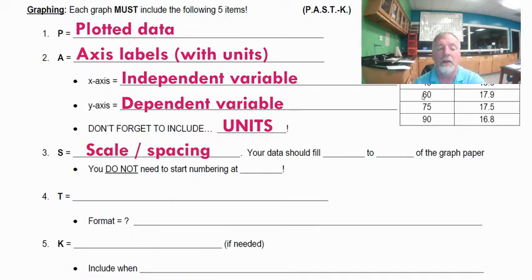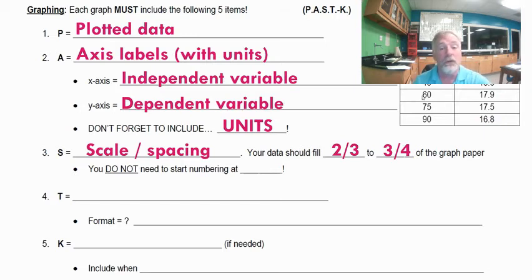S. This is probably the hardest one here. And by this, we say scale or spacing. So what I want you to think about here is when we're making our graph, our data should fill at least 2/3 of that graph paper. Don't make it so it fills up just one tiny little corner. Use the paper, use the space you've been given. You see, your data should fill between 2/3 and 3/4 of that graph paper. I really, really want you to focus on this. This is hard. This is our most complicated piece, but I need you to do this on Friday.